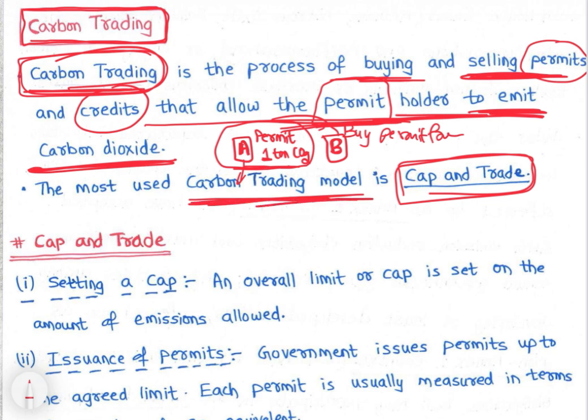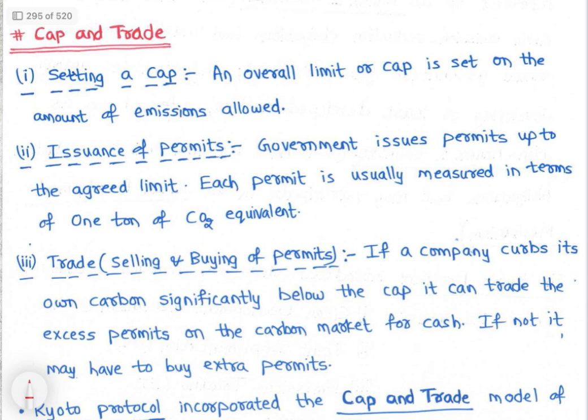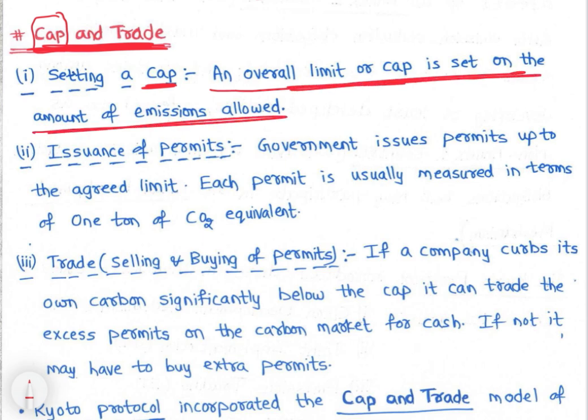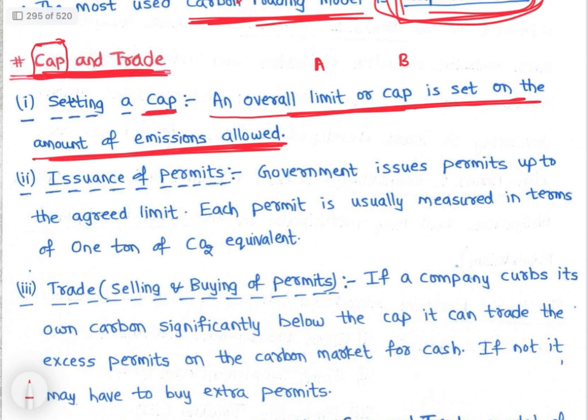The famous carbon trading model is cap and trade. So now let's understand what cap and trade is. First is setting up of a cap, that is, an overall limit or cap is set on the amount of emissions allowed. So say there is company A and company B. Overall the cap limit is there for all the companies.